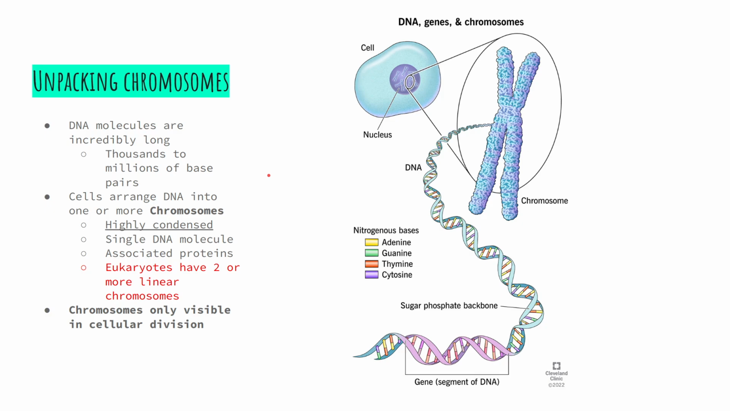Cells arrange this DNA into one or more chromosomes, and that is important later on. These chromosomes are highly condensed, single DNA molecules. They may have associated proteins, and when we're looking at eukaryotes, they have 2 or more linear chromosomes. More on that later. These chromosomes are only visible in cellular division.